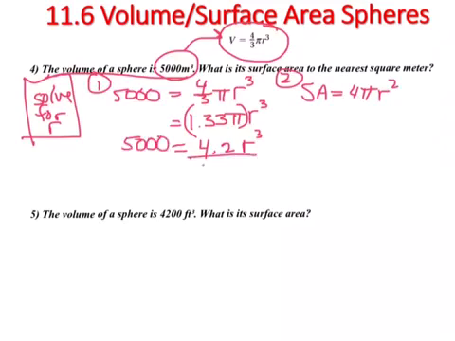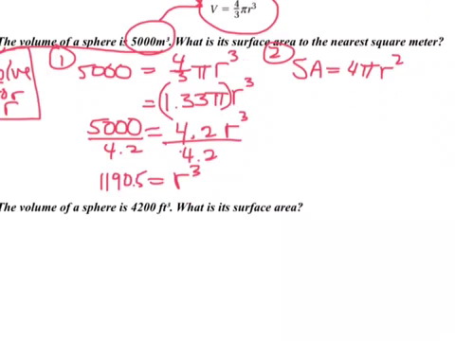So now when I divide by 4.2, I will get r to the third equals 5,000 divided by 4.2. So that's 1,190.5. So now, solving for r, I'm just going to rewrite this as r to the third equals 1,190.5.